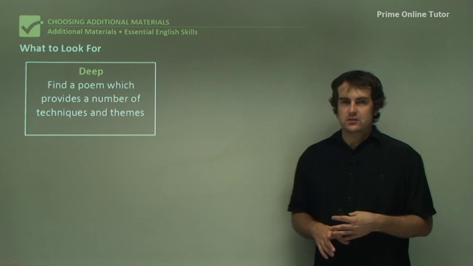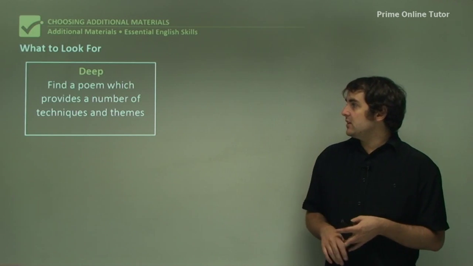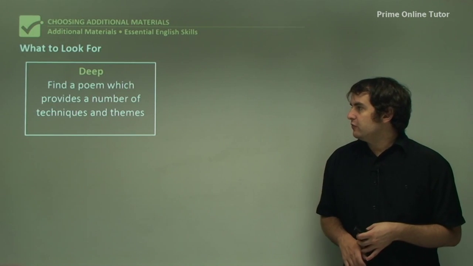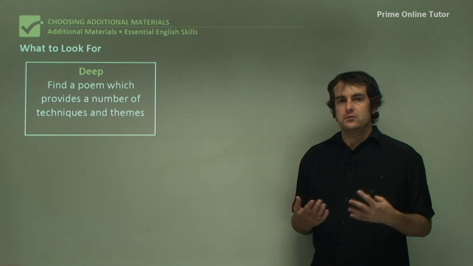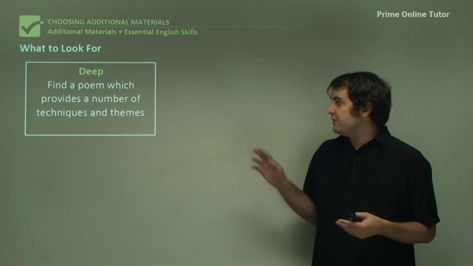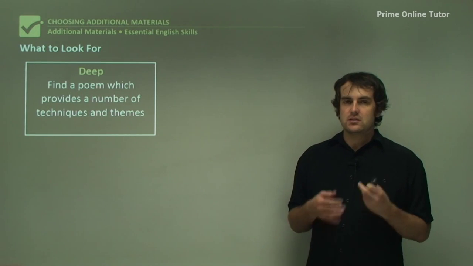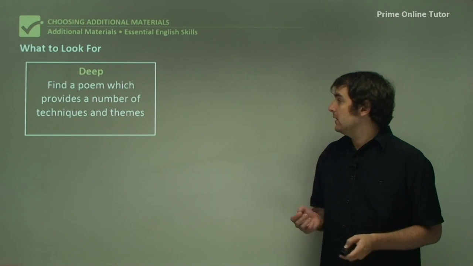Okay, so things to look for. As with pretty much any other text, find something that's deep. Find a poem which provides a number of techniques and ideas. That would be the first place that you always go to. Make sure it's something that's going to give you something to write about.